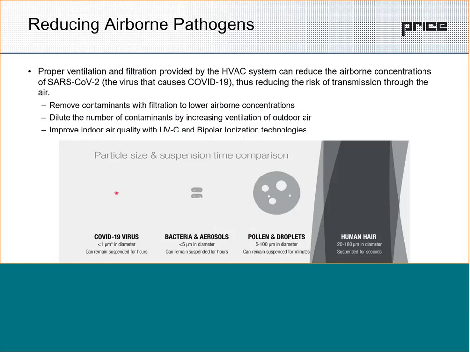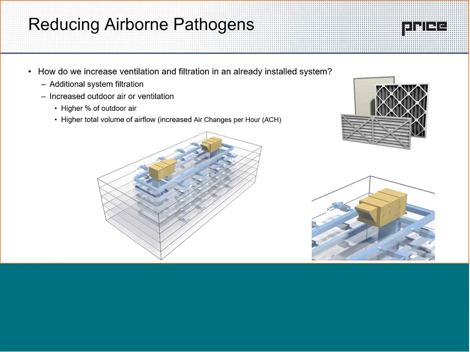So with everything that's happened the last year, this has become a really hot topic: how do we reduce these types of contaminants, or at least lower their concentrations in the space? There are a couple of different ways to do it. You could use filtration, which essentially removes the contaminants from the space. You could dilute the amount of contaminants in the space, or you could use something that eliminates contaminants, such as UVC or bipolar ionization, which we'll get into throughout the presentation.